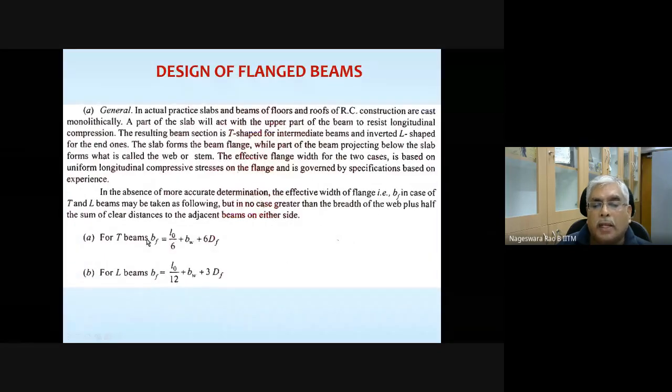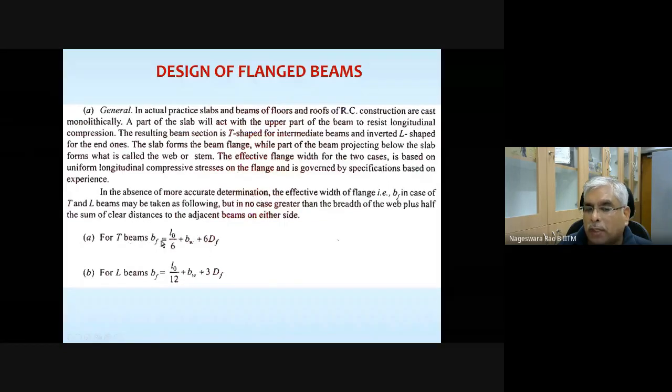Here, for T beams, L naught divided by 6 plus BW plus 6 times DF. In our case, L naught is 6.45 meters. BW is 200 mm. DF is 100 mm. Better you convert everything into millimeters, and then you arrive at the width of the flange.